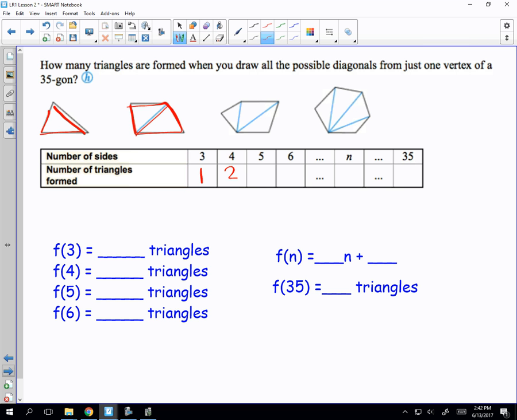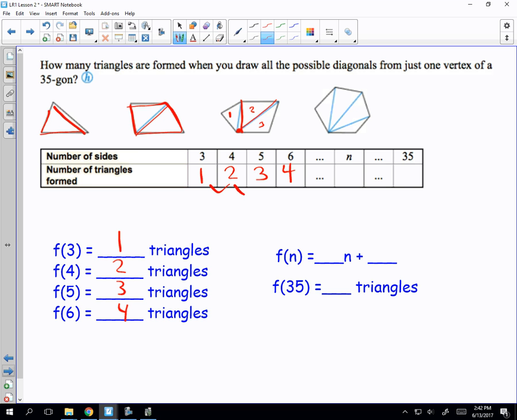Okay, now we have a 5-sided shape, 1, 2. Okay, so we're just drawing all the diagonals we can from a specific point. We've got 1, 2, 3 triangles for a 5-sided shape. With a six-sided shape, we can see that we've got 4. So now, once again, we've built the function based on number of sides. Okay, so a three-sided shape gives us one triangle, four-sided shape, five-sided shape. Okay, so we have our situation.